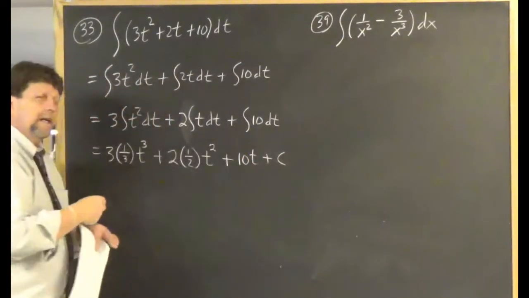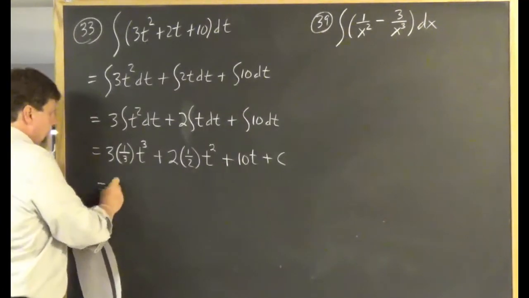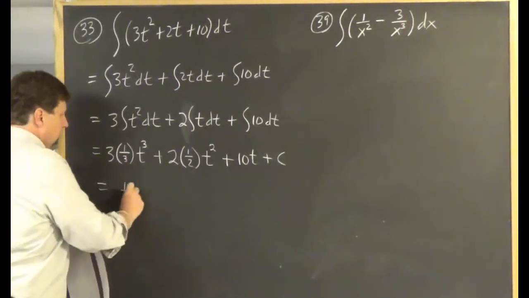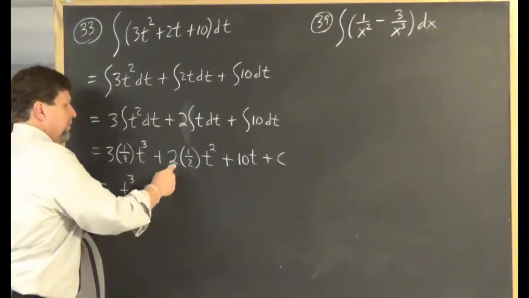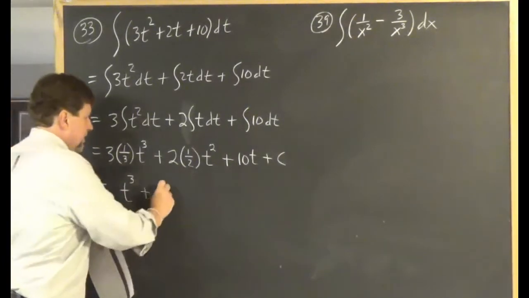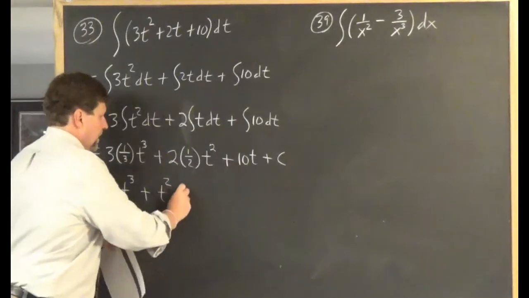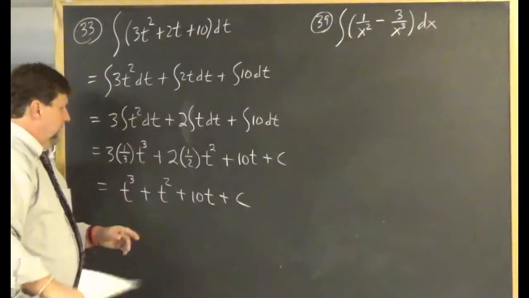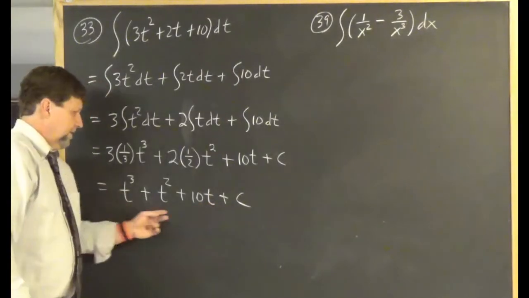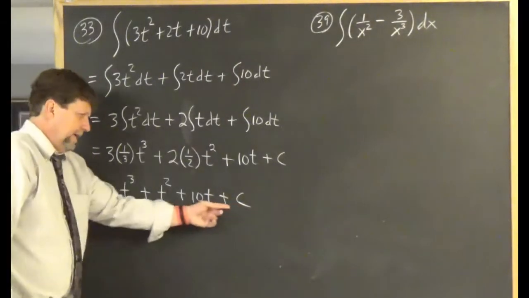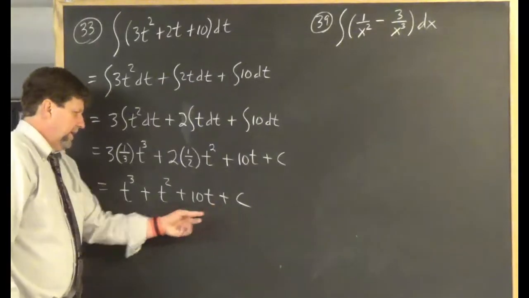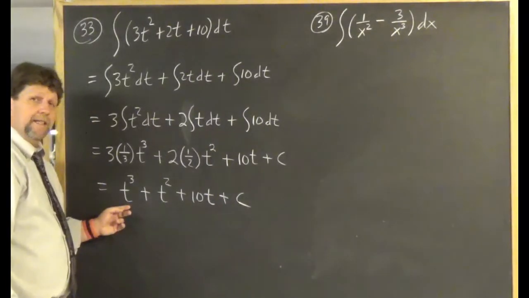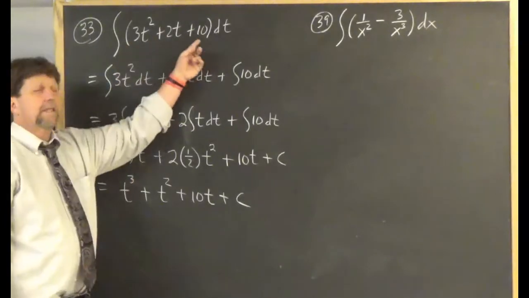And then I'm going to clean it up a little because 3 times 1/3, that's kind of neat. That's just 1. So we get a t cubed. 2 times 1/2 is 1. So we have t squared. And you can quickly check that this is the correct answer by differentiating it. If you differentiate this, the derivative is 3t squared plus 2t plus 10, which is the integrand.